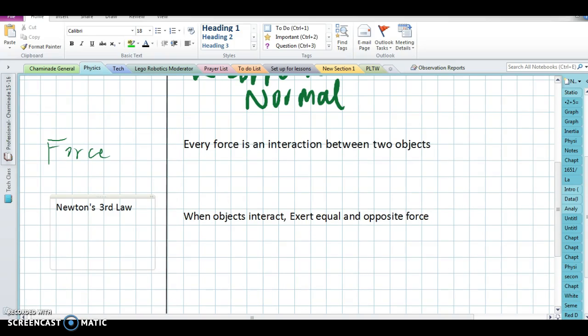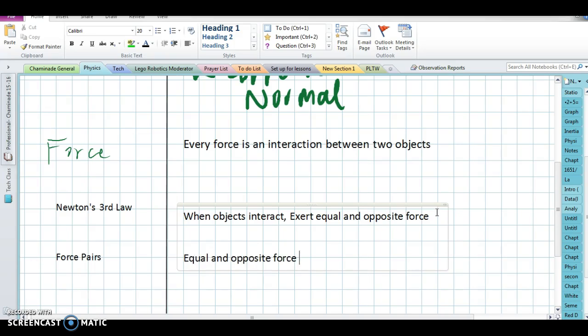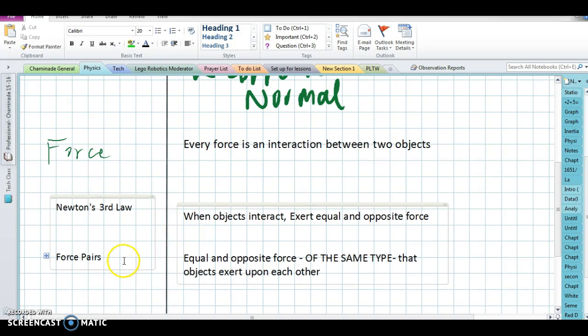Alright, so let's explain in better detail. So force pairs, what are they exactly? They are equal and opposite forces of the same type of force, and I'll explain that in greater detail, that objects exert upon each other. Okay, that seems repetitive, but I think for some of you it's a little confusing to picture two different size objects applying forces on each other.